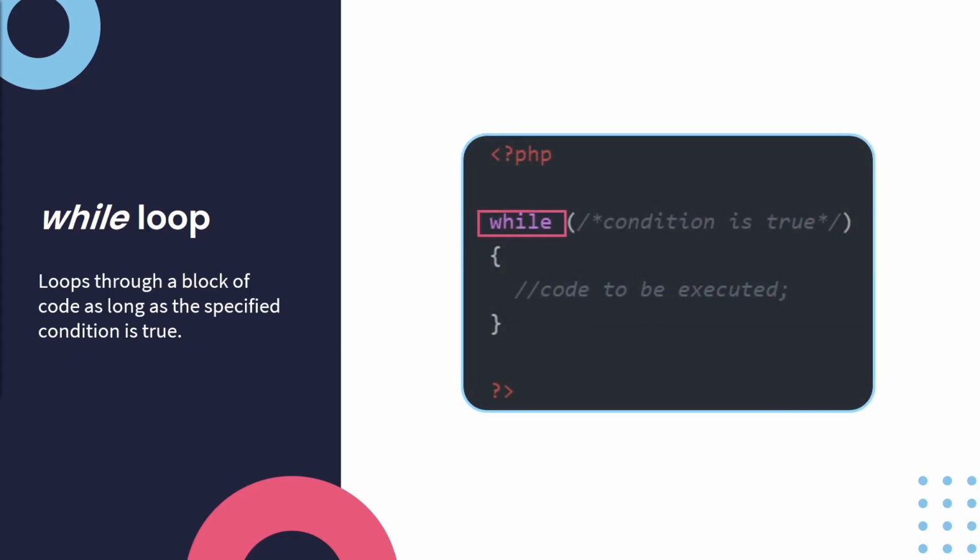So first we specify the while keyword, we specify the condition that is true, and the code continues to be executed until the condition is no longer true. That is to say, the condition is false, and that is when this loop stops executing.